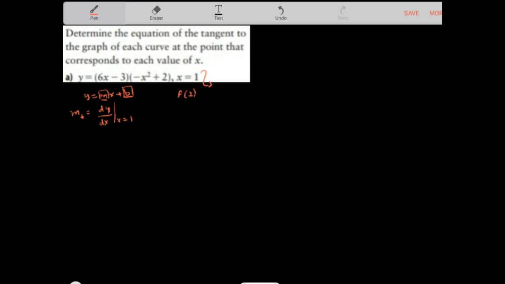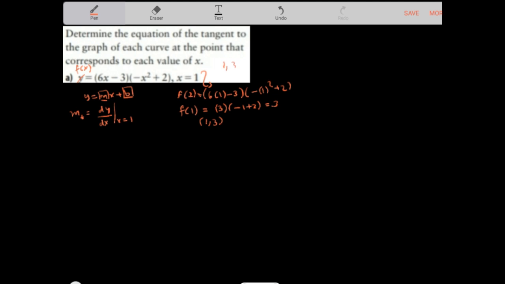So I'm going to do f of 1. I'm going to pretend y is f of x. It's really the same thing. f of 1 here is basically 6 times 1 minus 3 times negative 1 squared plus 2. And this is going to give us 3 times negative 1 plus 2, which is 3. Okay, so f of 1 is equal to 3, so the point is (1, 3). So I just kind of figured out what this point is, right? We're finding the slope of the tangent at the point (1, 3).